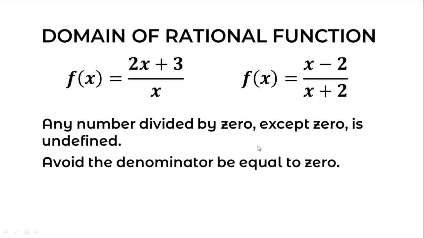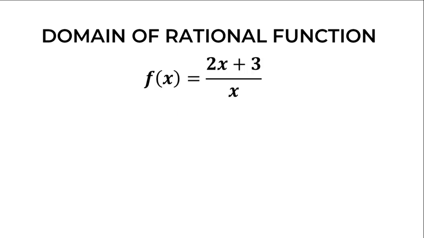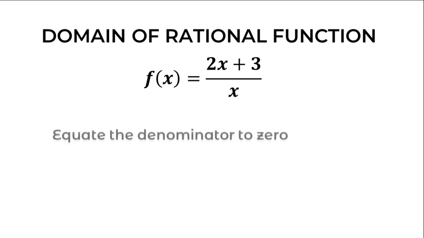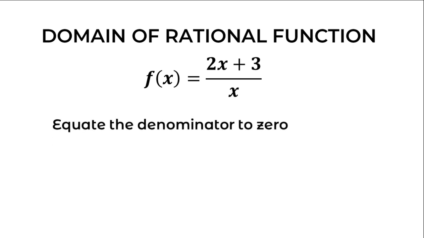So ang domain natin, ang restriction ay manggagaling sa mga numbers or values na pag sinubstitute mo sa x, magiging 0 ang denominator. So for example, meron tayong rational function which is f of x is equal to 2x plus 3 all over x. So the first thing that we're going to do is to equate the denominator to 0. So ang denominator natin dito sa rational function is x. So it will be x is equal to 0. So itong 0 natin, ito na yung magiging restriction sa ating domain.